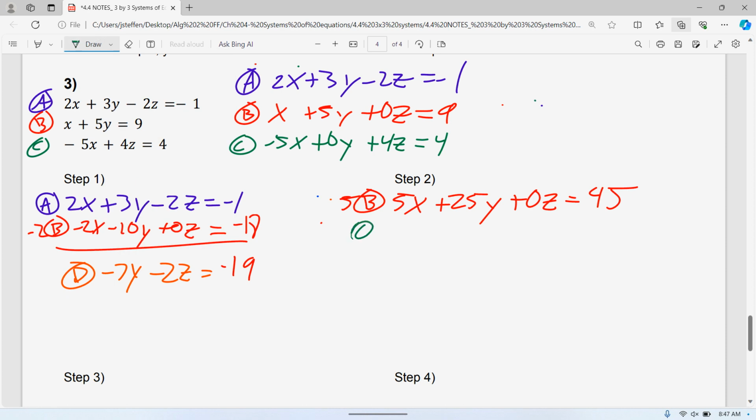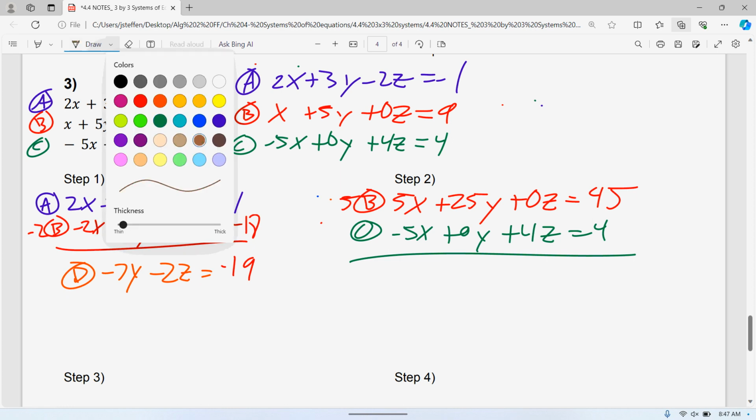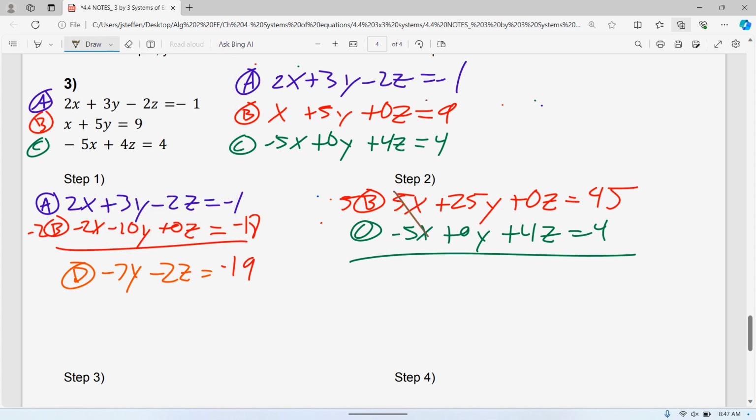And then in C, we just rewrite the equation: negative 5x plus 0y plus 4z is equal to 4. And we add those together. Now, it's kind of nice. This one's pretty easy to add together. The x's cancel. We have 25y. The 0 plus 4z is just 4z, so that's not bad. And then 45 and 4 is 49. That's my equation E. Once you get to that step, now the rest of it's the exact same.